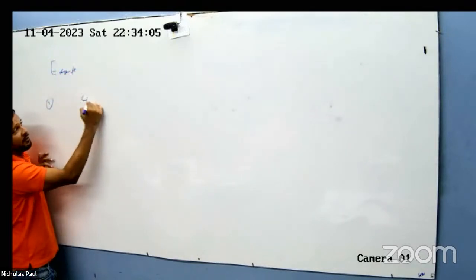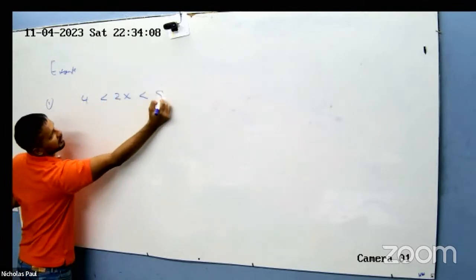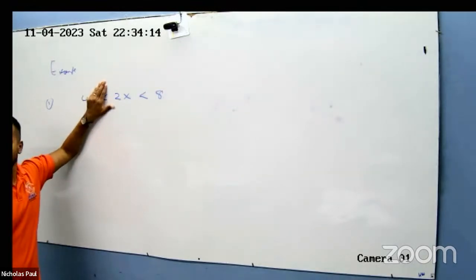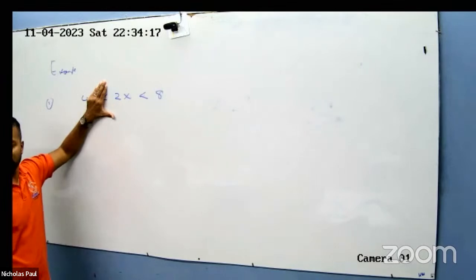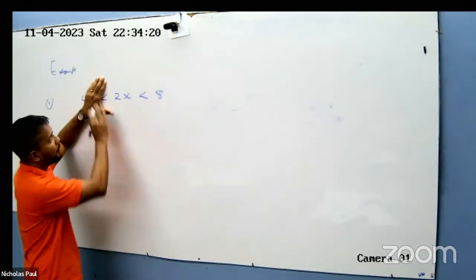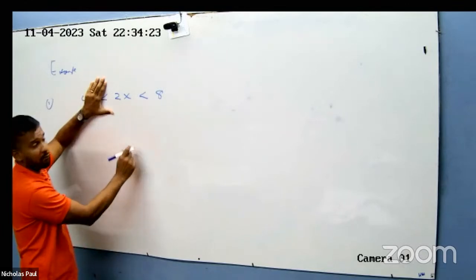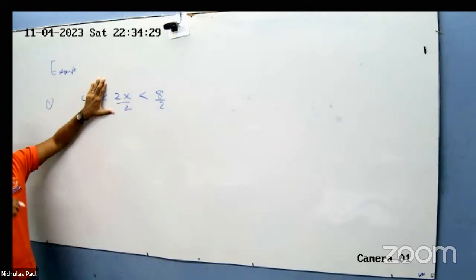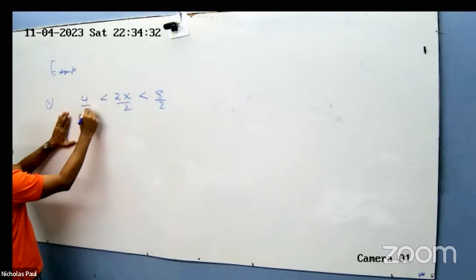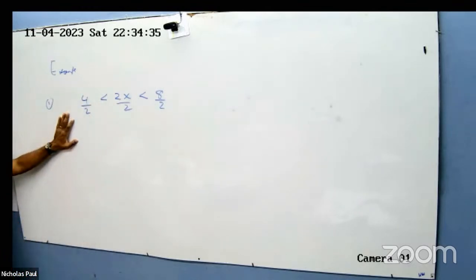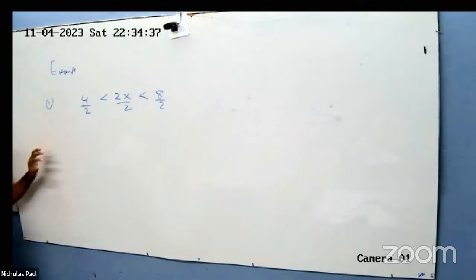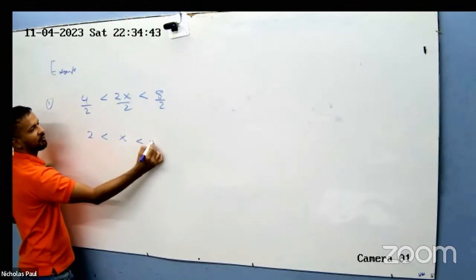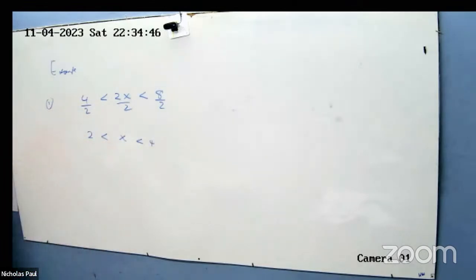Let's start easy. 4 is less than 2x is less than 8. How do we solve something like that? Focus on here. How will you solve this? You will divide here by 2 and divide here by 2. Whatever you do on the right side, you'll also do on your left side. If you divide by 2 here, you do the same thing here. So you'll get 2 is less than x is less than 4.